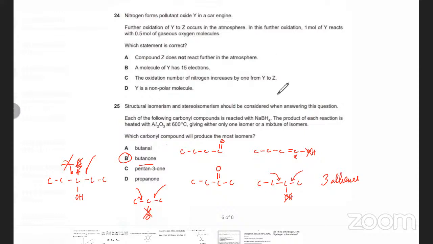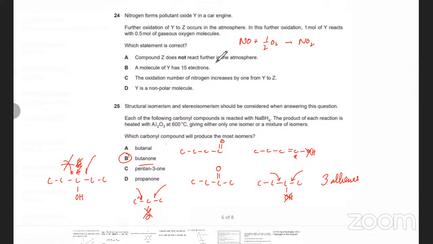Okay, what about the first one? Nitrogen forms pollutant oxide Y in a car engine. Further oxidation of Y to Z occurs in the atmosphere. So I guess it's NO, which gets further oxidized to NO2 in the atmosphere. In this further oxidation, 1 mole of Y reacts with 0.5 moles of O2, so that also works out fine. Which statement is correct?